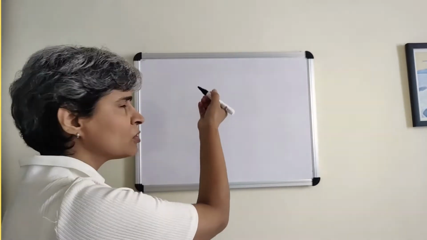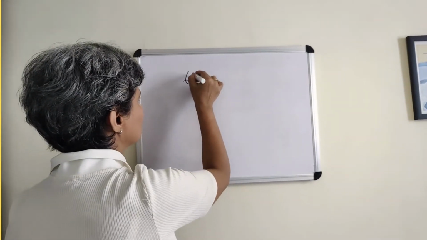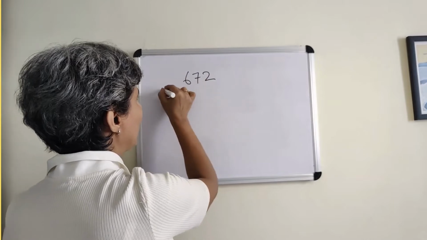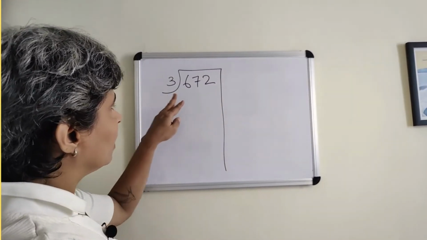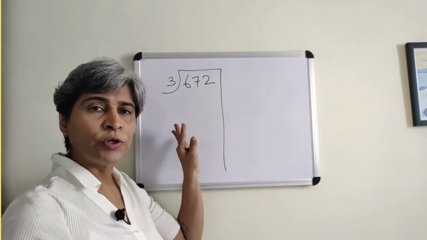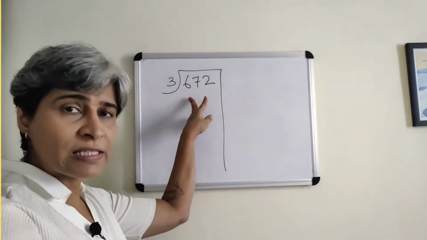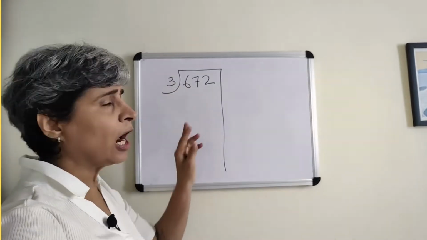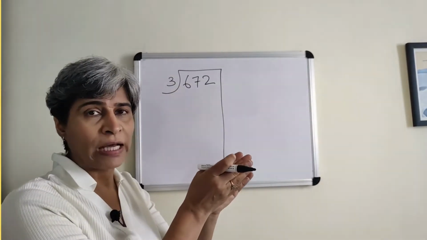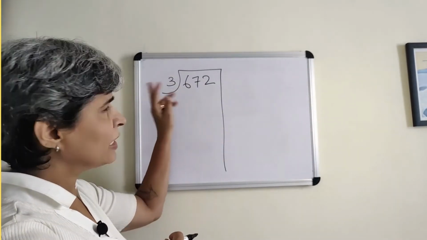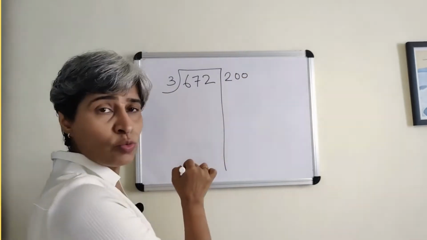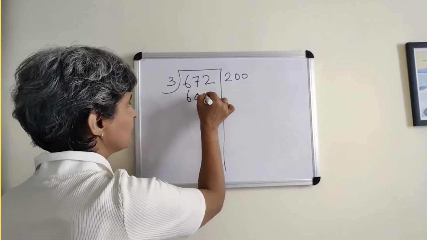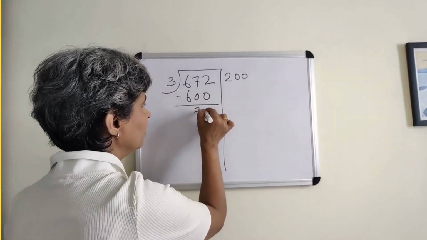Let's take a small number first. Let's take 672, and if I want to divide this by 3, right? Now in this method, I'm going to look at the whole number 672 and see how many times 3 fits into that number. Now the clue here is 6. I know 3 2s are 6. I can go with this. 3 into 200 is 600. What is the remainder here?